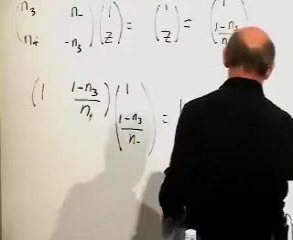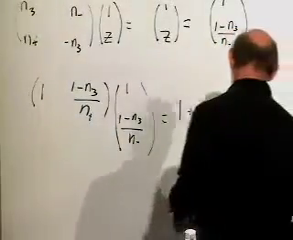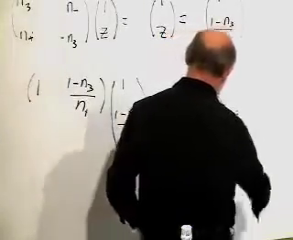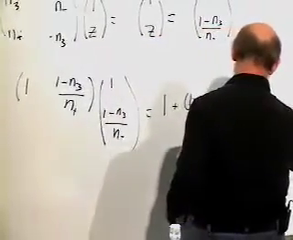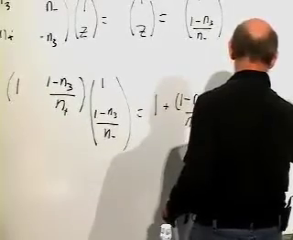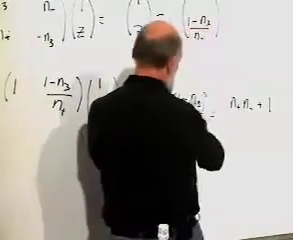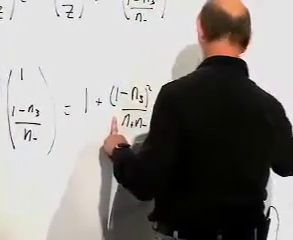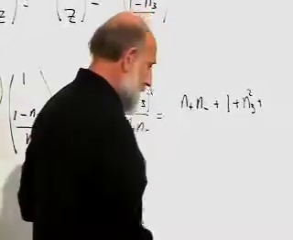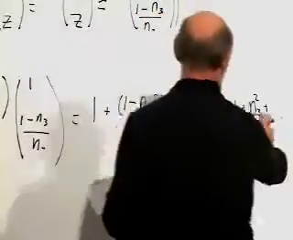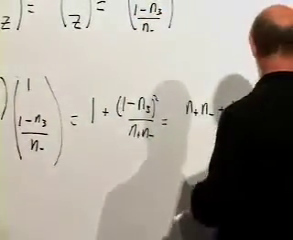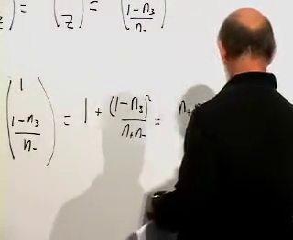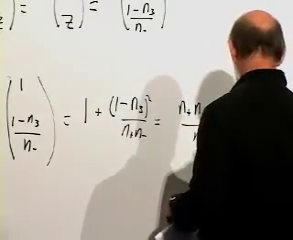Let's work it out. Let's multiply 1 by n plus n minus, so this becomes n plus n minus plus 1. When I square this out, I'll get 1 plus n3 squared minus twice n3. Is that right? Am I doing this right? And then we have to divide that by n plus n minus.